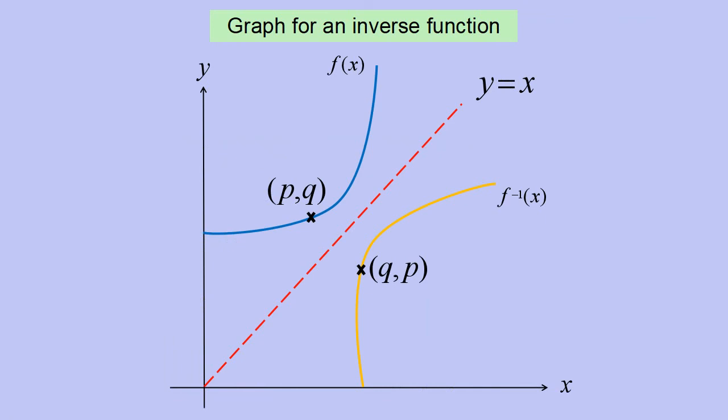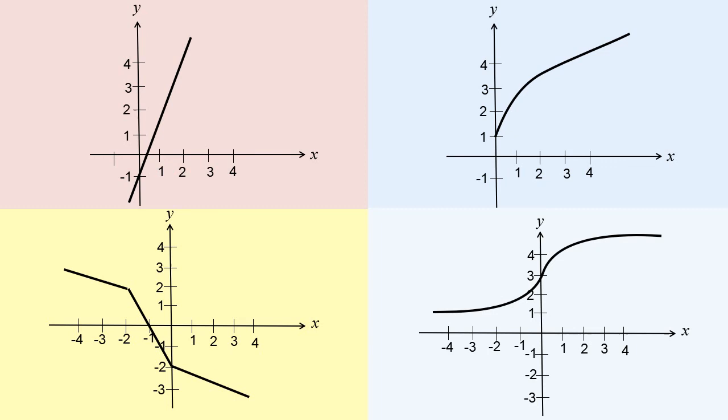If you are asked to sketch a graph of an inverse function, all you need to do is just remember one simple fact. The graph of a function and its inverse are reflected over the line y equals x. Notice the x and y coordinates of the inverse function are switched. Now let's try to sketch the inverse function for the following graph.